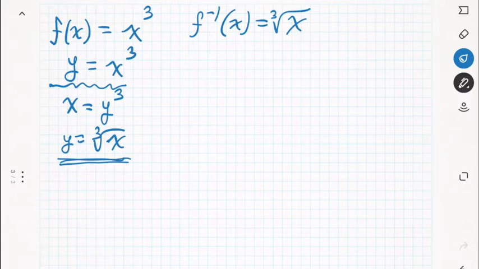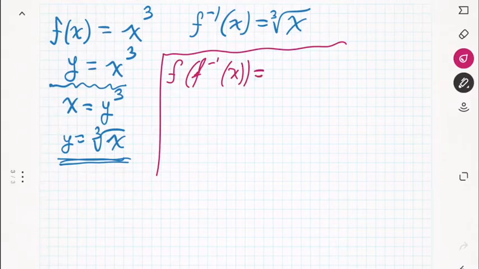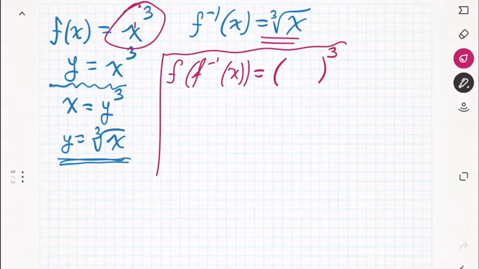So one of the properties of inverse functions is that if you compose them with each other, something fancy happens. So let's compose them with each other. Let's do f inverse of x first. So this would be take f, which is x cubed, something cubed, and plug in f inverse, which is the cube root of x. So what happens when a cube root hits a cube? Well, your answer just becomes x.